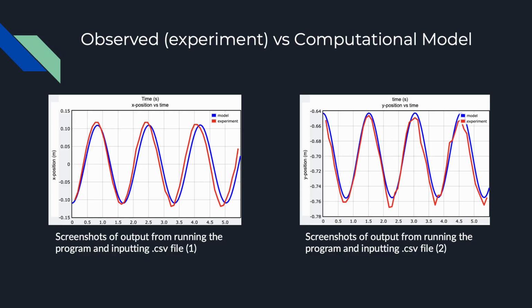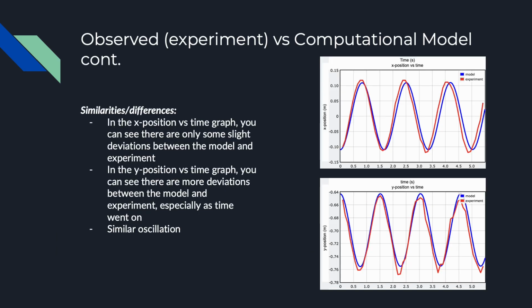Here you can see screenshots of output from running the program and inputting the .csv file for the X position and the Y position. Noting some similarities and differences from the results, in the X position versus time graph, you can see there are only some slight deviations between the model and the experiment. Again, the model is in blue and the experiment is in red.